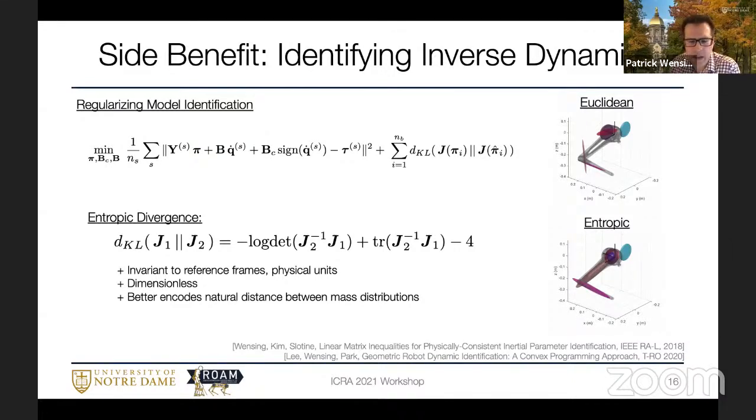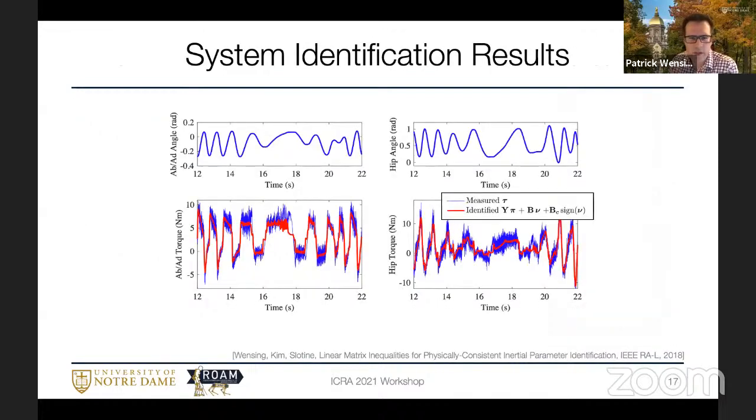In addition to identifying mass distributions that are reasonable, we also get a really good model out of this. So here I'm showing you the abad and hip angles on the top, and then down here in blue is the measured torque coming out of the motor amplifier, or the predicted torque, and in red is the model that we've identified. So essentially we can do inverse dynamics down to about a Newton meter RMS, where a lot of that's just coming from the noise here.